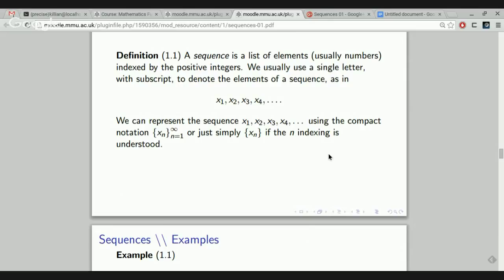So curly brackets xn, it's telling you n begins at 1 and then goes on to infinity. So that represents the sequence x1, x2, x3, x4, and so on. Oftentimes we'll leave out these superscripts and subscripts. A lot of the time we'll be dealing with infinite sequences. So often we might just write curly bracket xn, if it's understood from the context, if it's clear from the discussion that we're talking about an infinite sequence.